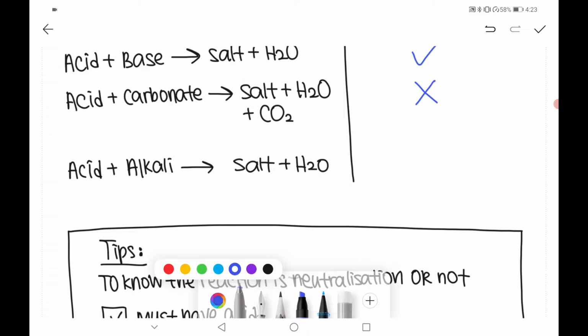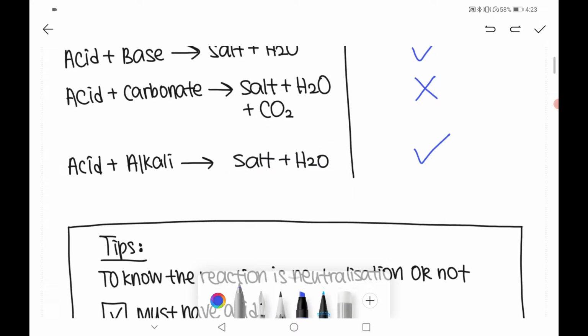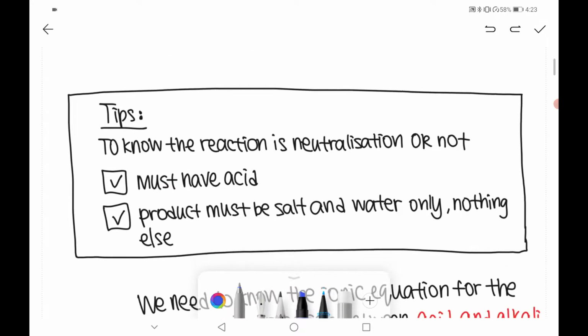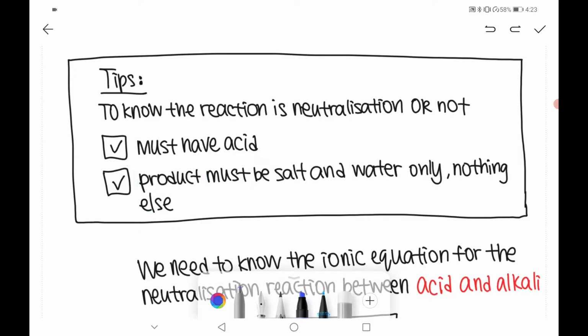Okay, so the last one, when acid reacts with alkali, you produce salt and water. So is this a neutralization? I would say yes. Why? We have acid on the left and the final product is salt and water. So that's it. I hope now everyone knows how to tell whether a reaction is a neutralization reaction. You just need to make sure that you have acid, and the final product is salt and water and nothing else. We only want salt and water, no other things.